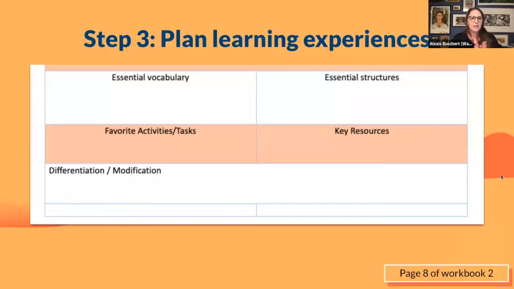All right, so that is step 2. Now we're going to move on to step 3, which I think all of us, our first inclination is to always start with step 3, because this is the fun stuff, right? These are the activities that we like to do, and the things that we keep from year to year and keep wanting to use. So we're going to go over our essential vocab and structures, some of our favorite activities and tasks, some key resources, and talk a little bit about differentiation and modification.